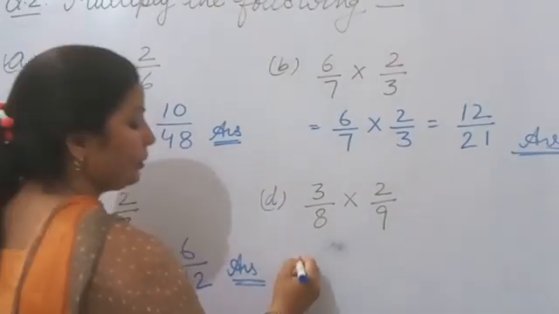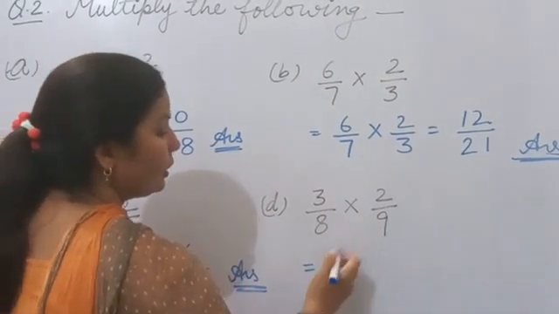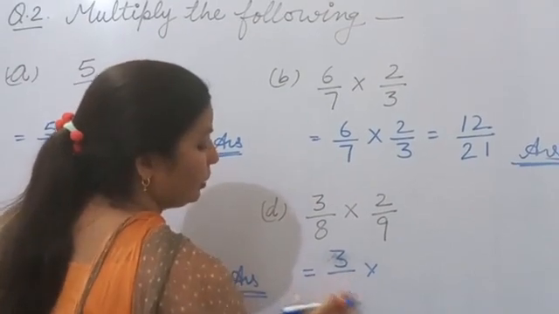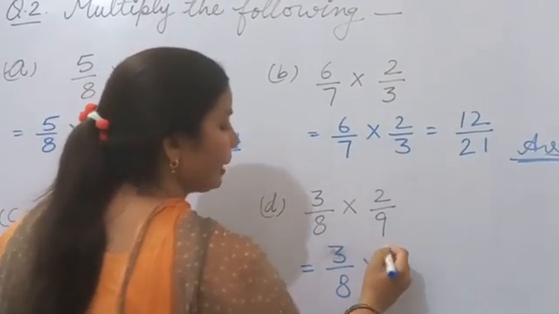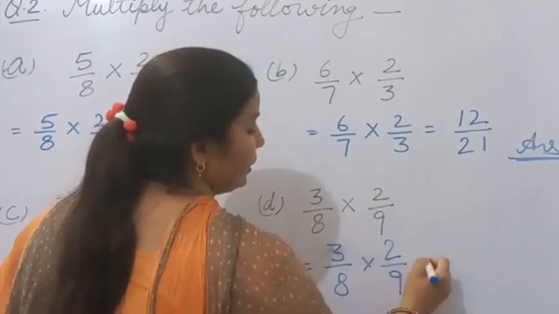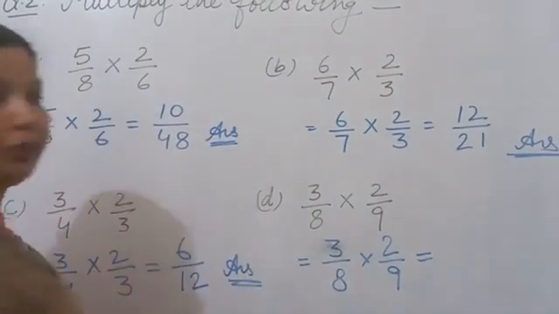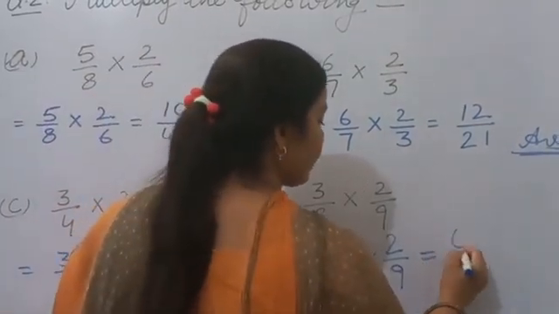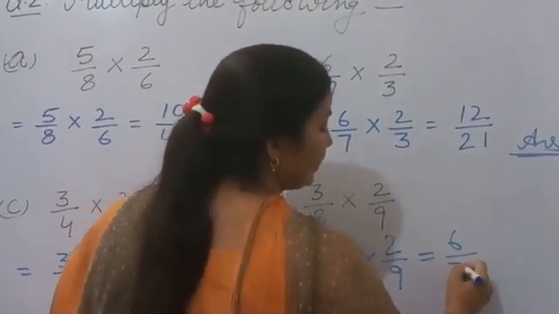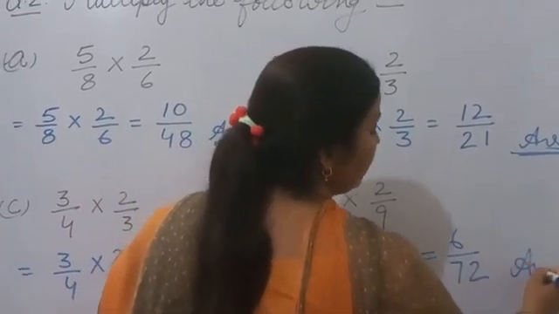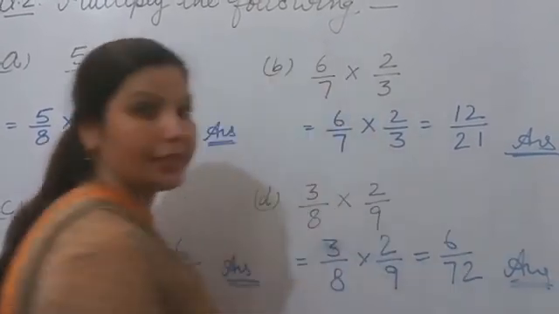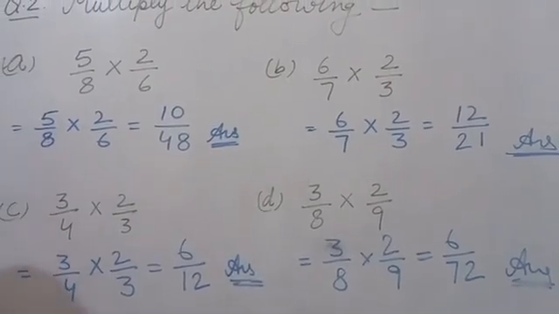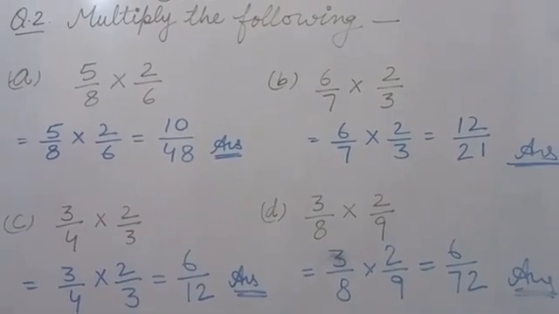Okay. Now it's D part: 3 upon 8 multiply by 2 upon 9. So we write 3 upon 8 multiply by 2 upon 9. Now numerator multiply by numerator and denominator multiply by denominator. So 3 2s are 6 and 8 9s are 72. Only that one is your answer. Here there is no need to reduce in lowest term. Nothing is there. Okay. So E and F parts you will do yourself. It's very simple.